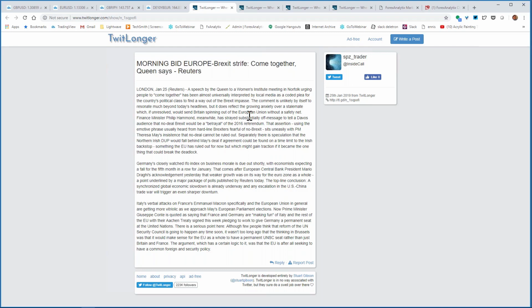Separately, there is speculation that the Northern Irish DUP would fall behind May's deal if agreement could be found on a time limit to the Irish backstop. Something the EU has ruled out for now, but which might gain traction if it becomes the one thing that could break the deadlock. Germany's closely watched IFO index on business morale is due out shortly, and I do see here that it actually came in a bit weaker.